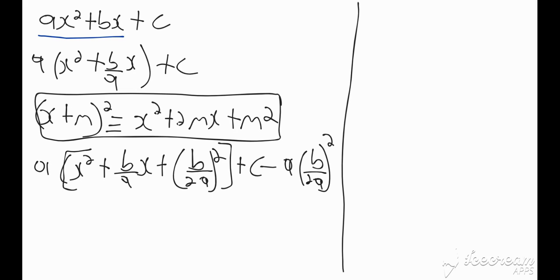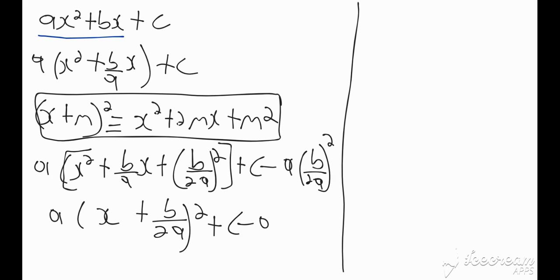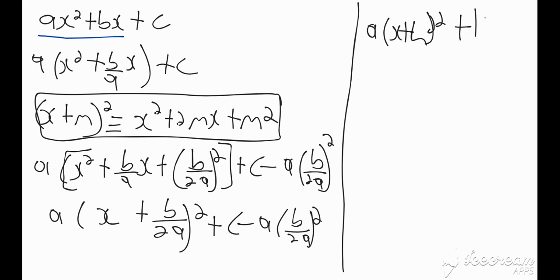Now inside my bracket, I now have a perfect square. I'm going to have a into x plus b over 2a all squared. And outside we have c minus a times b over 2a all squared. All right, let us redefine this expression. So we can say we now have it in the form a into x plus h all squared, plus k.